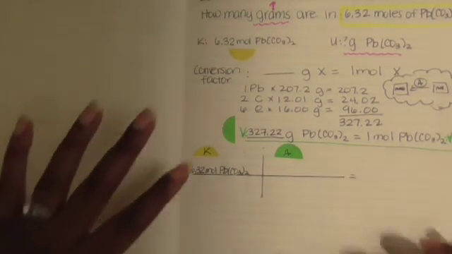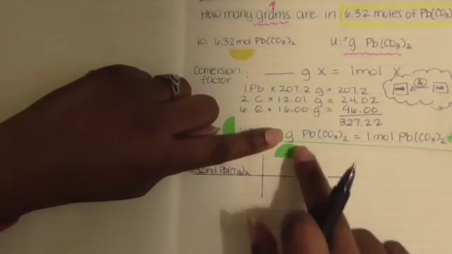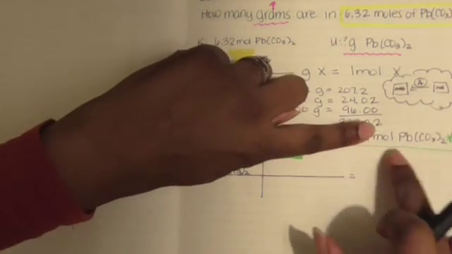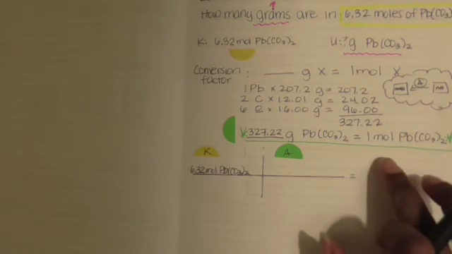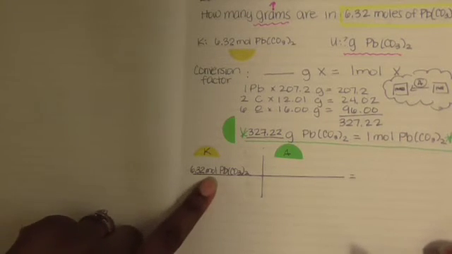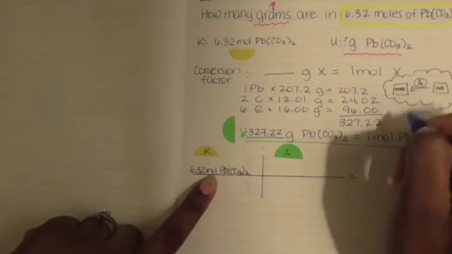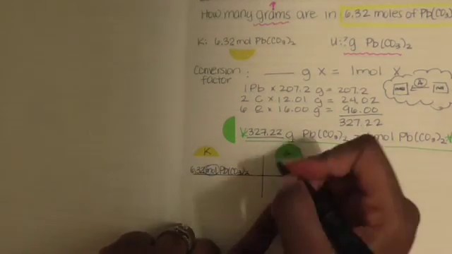All right, now next section. Here's our conversion factor. One side of it has grams of Pb(CO3)2. The other side has moles of Pb(CO3)2. Nonetheless, you always want the unit that is on the known to be at the bottom of the next step. So because moles is here, you're going to want moles at the bottom of the next step.